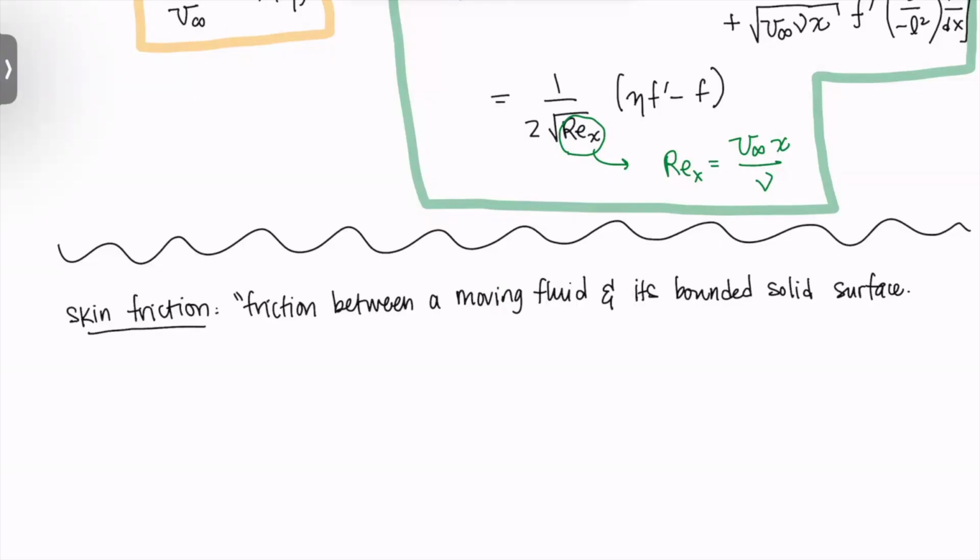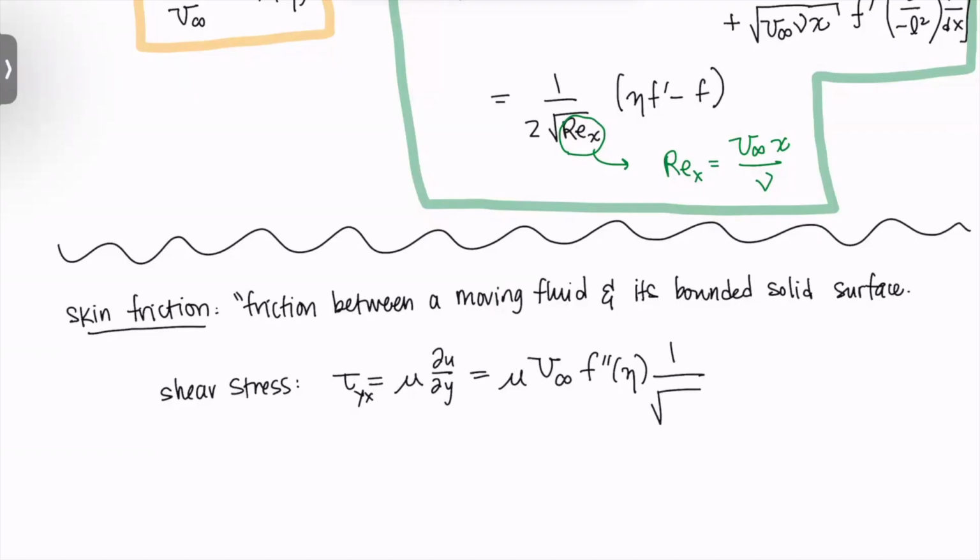All right, so if you remember, our shear stress is given as tau, and this is tau yx to be specific. And it's the viscosity times partial u partial y, which is in this case mu times u infinity f double prime of eta times 1 over the square root of nu times x over u infinity.